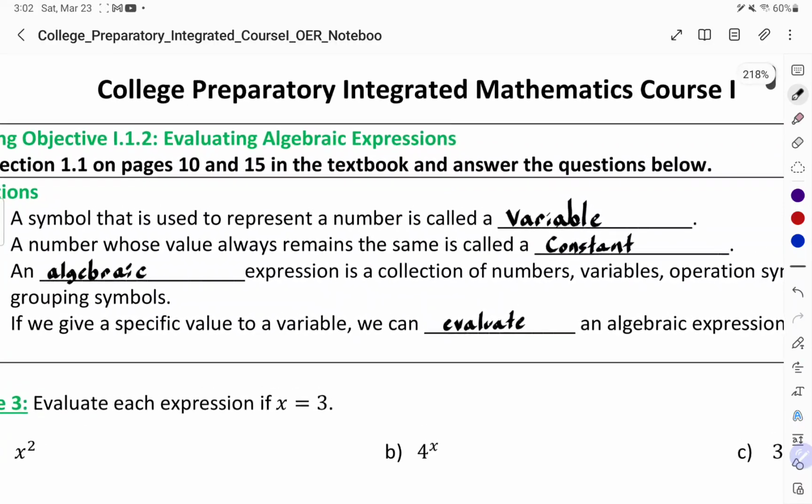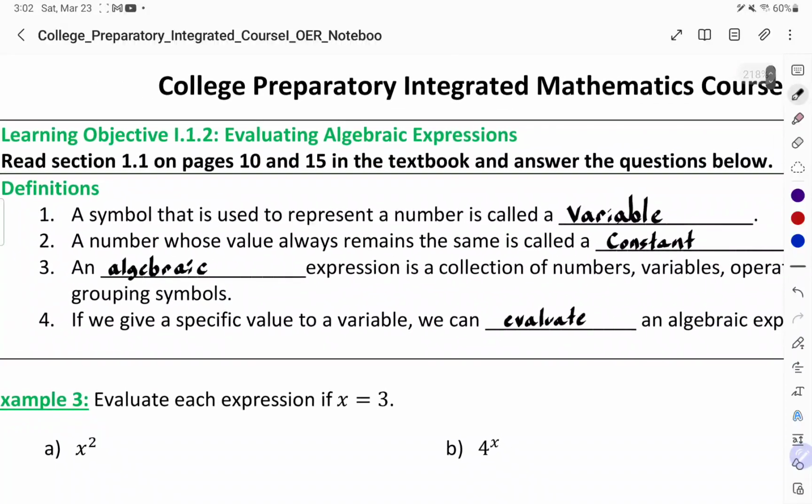Now, number two: a number whose value always remains the same is called a constant. It's just literally a number. We call them constants, we call them coefficients. They're not going to change. It's just going to be exactly the same thing. Let's go to number three.